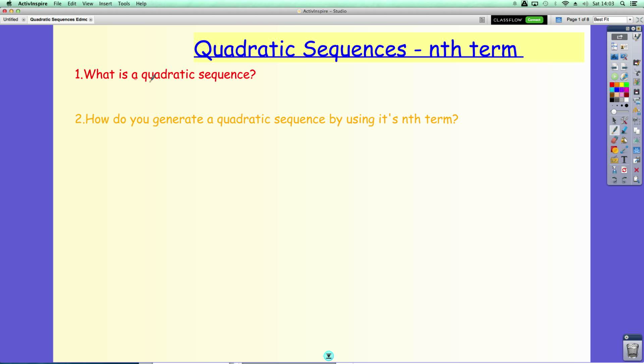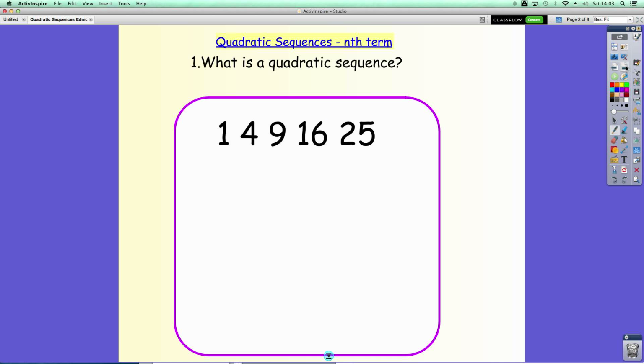And today we're going to be answering what is a quadratic sequence and how do you generate a quadratic sequence by using its nth term. So first off, we're looking at this sequence here. Now a quadratic sequence is a sequence where the second difference is constant.